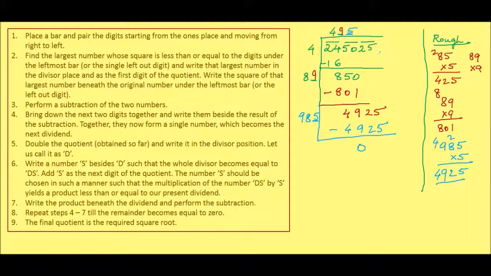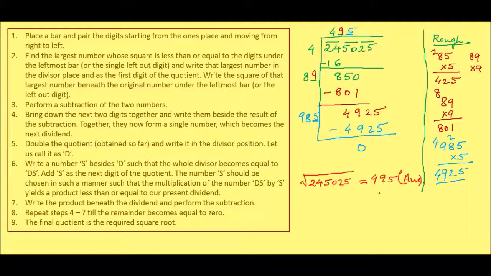Now we have to write the final answer. So we write square root of 245025 is equal to 495. This becomes our answer. You can check, you can multiply 495 with 495. You can use a calculator as well, and you can see that you will be getting 245025 as the product.